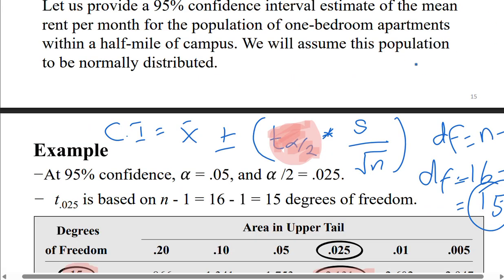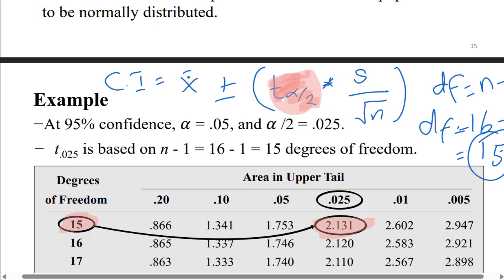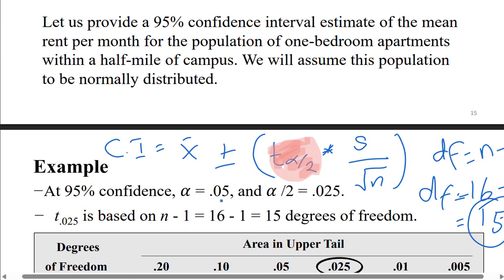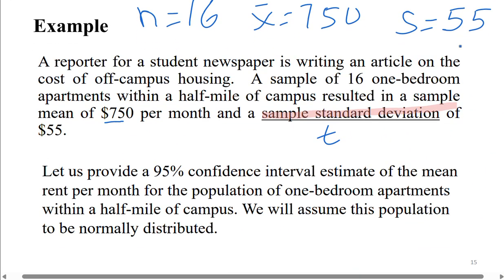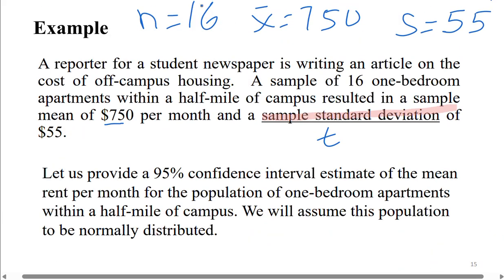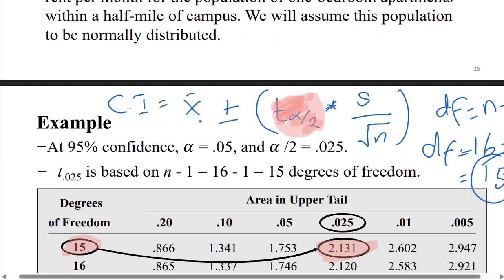Our formula says take your sample average, which we already know from here as 750, and add and subtract your margin of error. Our margin of error is a t critical value times the sample standard deviation over the square root of n. The sample standard deviation is always given in the question, as 55 in this case. Our sample size is given as 16. And so we know the average, the sample standard deviation, and the sample size.